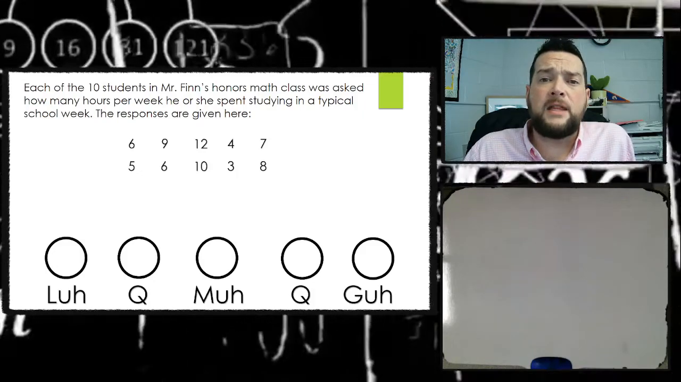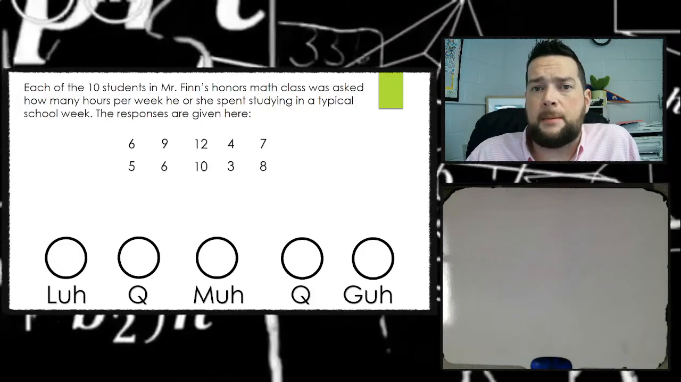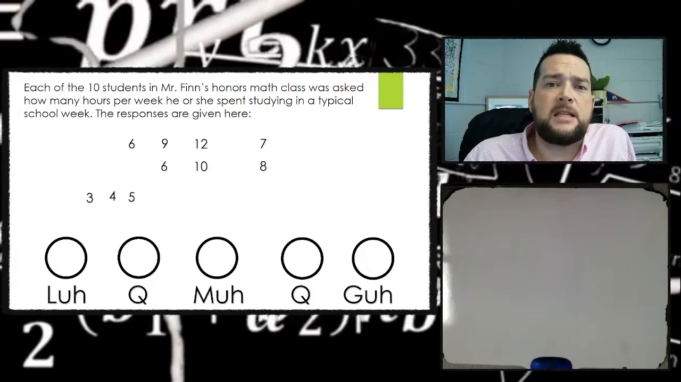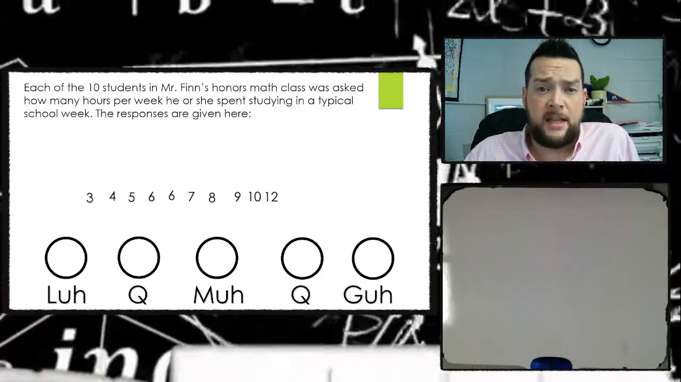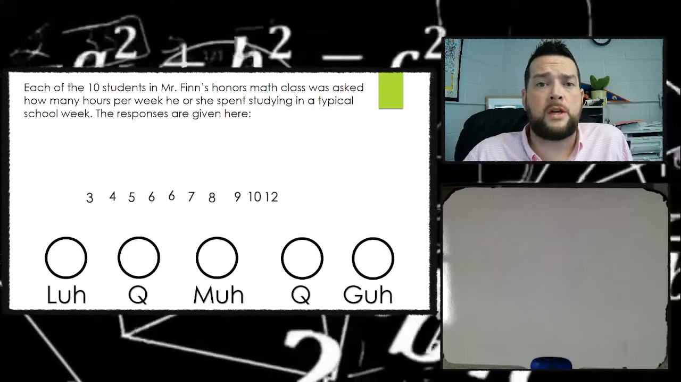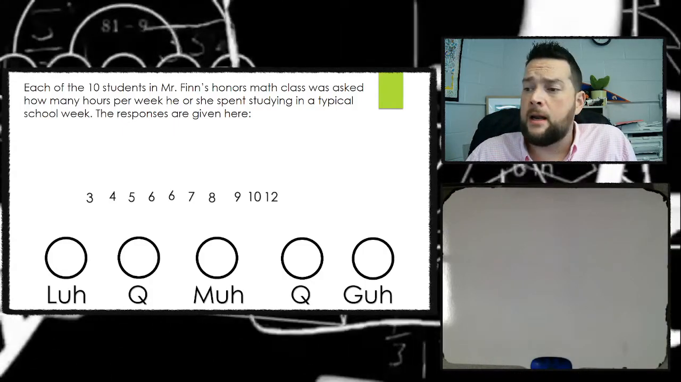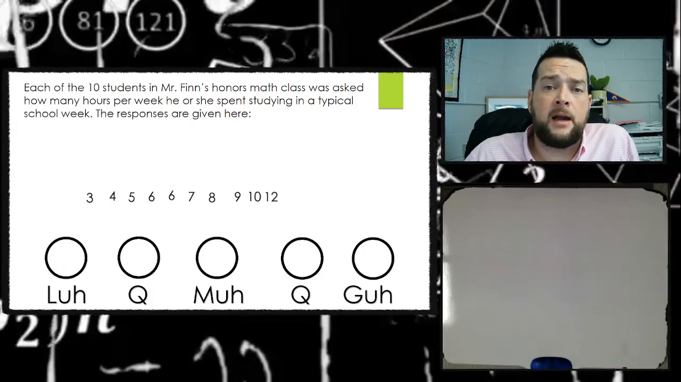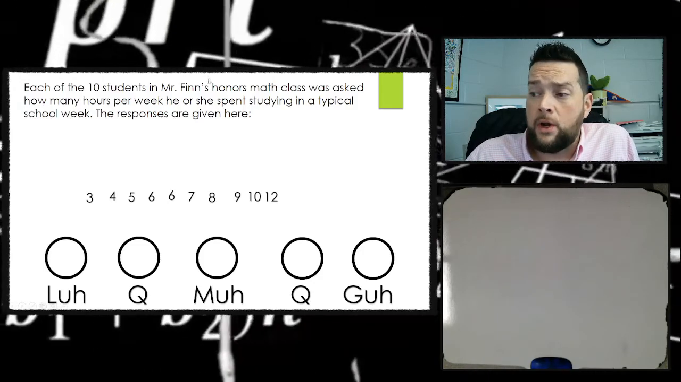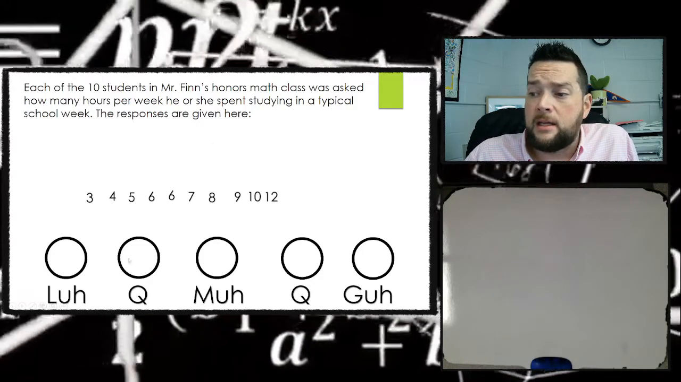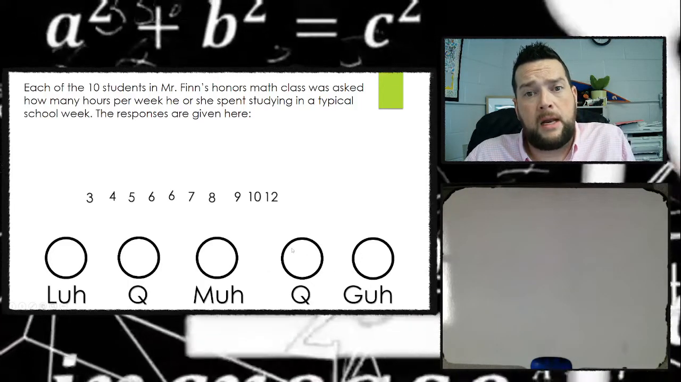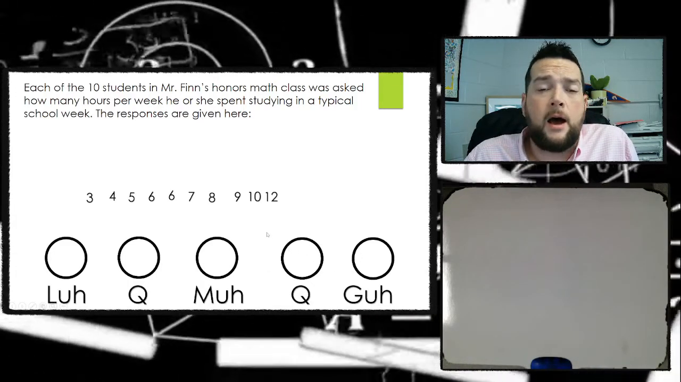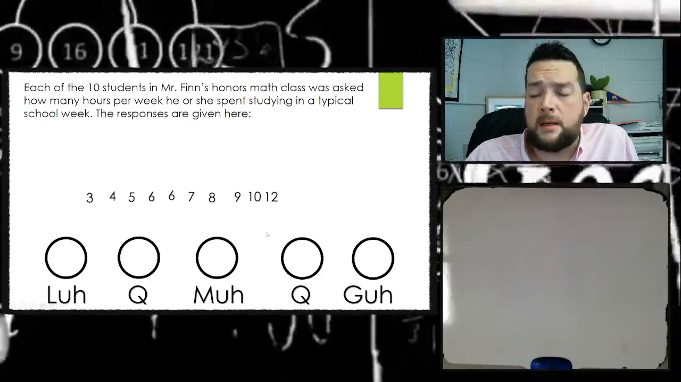But just about everything else, the very first step that you need to take is to take these numbers and order them from least to greatest. That's the first thing that you want to do with any set of data, all right? Order them least to greatest. And once you do that, filling in these circles for the least, Q1, median, Q3, and the greatest becomes a whole lot simpler.